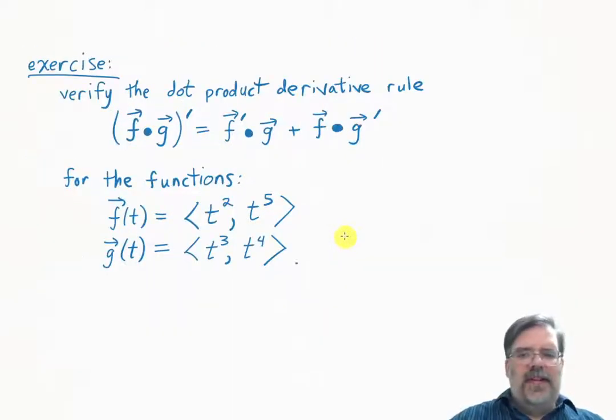So just as an exercise, you should try something like this too. It'll be both good practice for dot products and also good for calculating derivatives. In this case, try using the functions f equals t squared, comma t to the fifth, and g equals t cubed, comma t to the fourth. So calculate this left-hand side, calculate this right-hand side, and make sure they're equal.